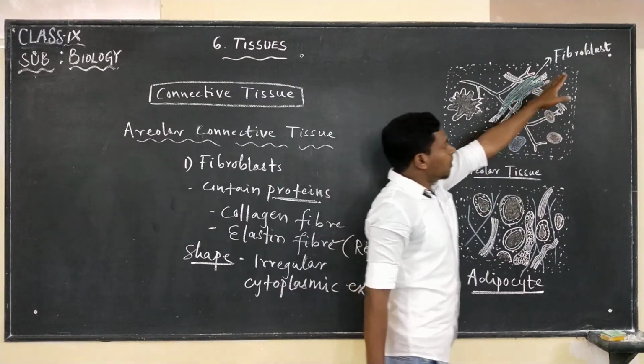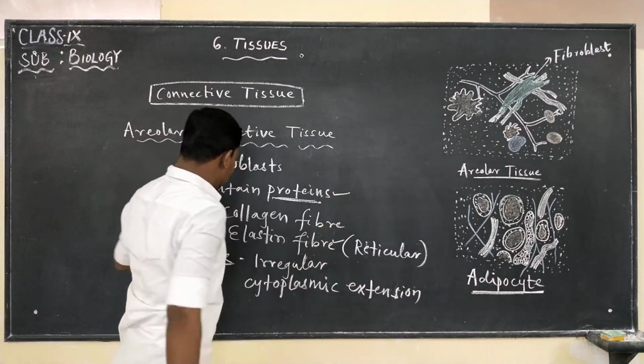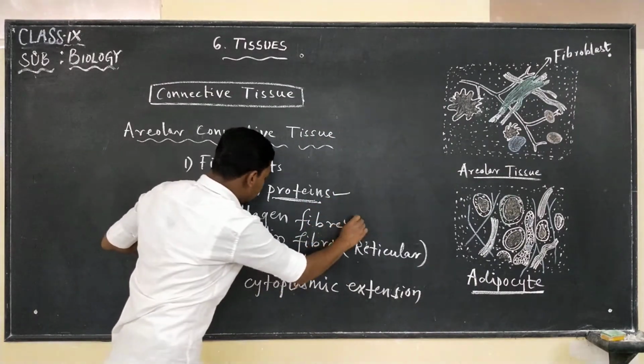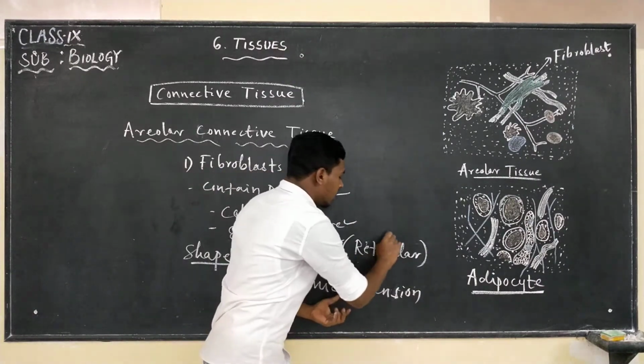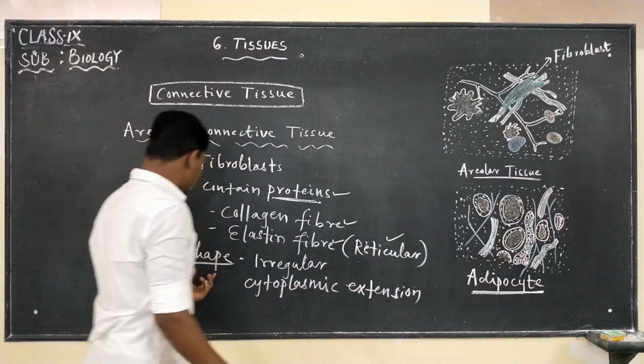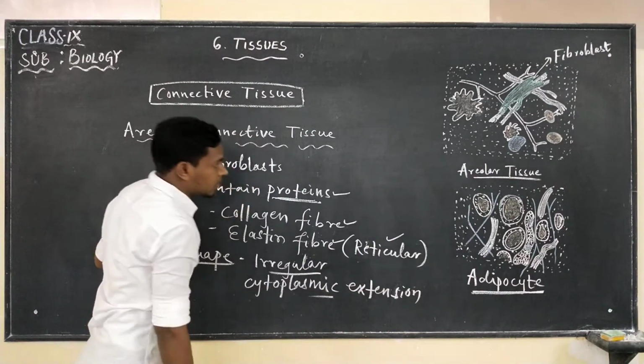So the fibroblast contains proteins. Those two proteins are collagen fiber protein and elastin fiber protein. Another name is reticular fiber, and its shape is irregular, with cytoplasmic extensions.